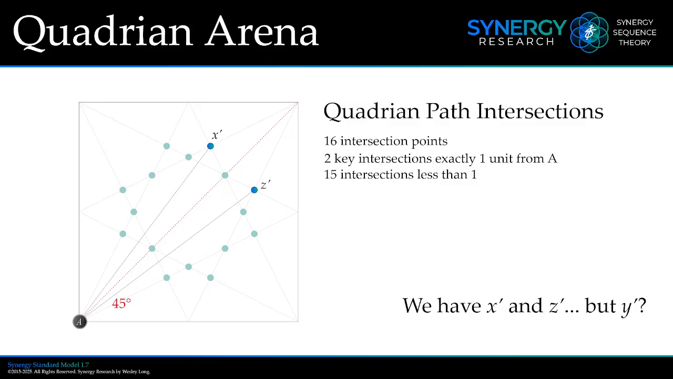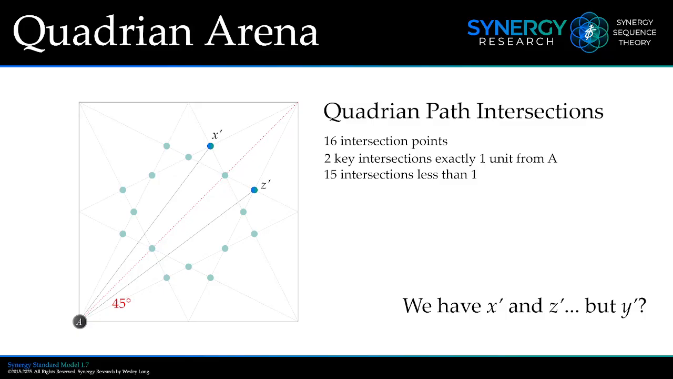The 45 degree angle in the square is unique. It's the only one that treats length and height as equals. It's the geometric mediator between directions. This path intersects with a sequence of turquoise nodes, precisely 16 points, forming a lattice of resonance along its route. What's particularly remarkable is what the text highlights. Two of these intersections occur at exactly 1 unit from point A.